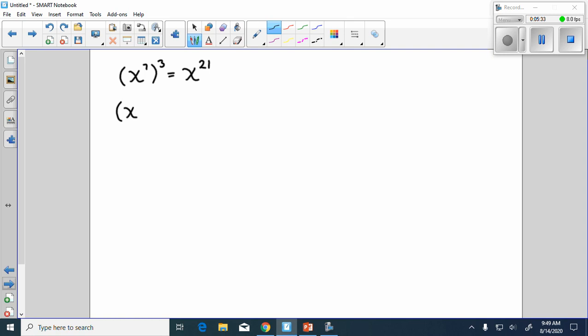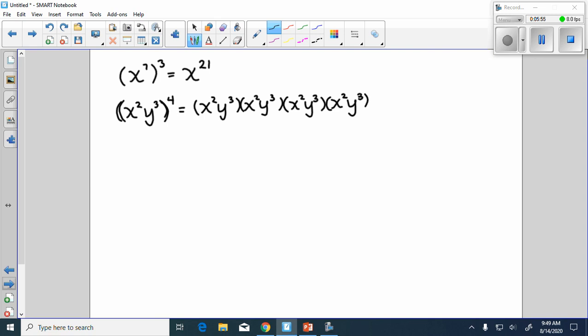What if I have x squared y cubed, and I want to raise that to the 4th power? I'm going to write one more out using the long method, but the parentheses here indicate that I'm raising everything inside to the 4th. So the x squared y cubed 4 times. We start counting up the x's, and we have 8 of them, and we start counting up the y's, and we have 3, 6, 9, 12 of them.